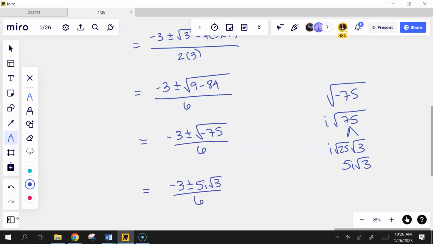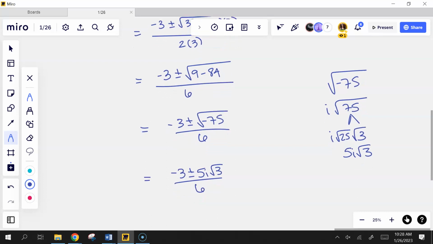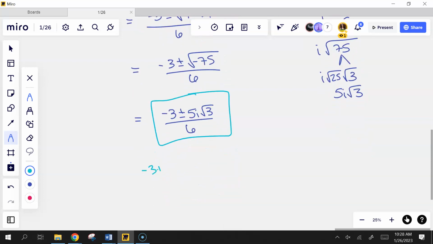Okay, so first thing I'm going to do is look at all the numbers here to see if I can divide everything by anything. Nope, I can't. Since there's a radical in my answer here, and since splitting it up really won't do me any good, I'm okay if you stop here and you don't split it into the two. Just understand where the two solutions are coming from. Negative 3 plus 5I root 3 over 6, and negative 3 minus 5I root 3 over 6.